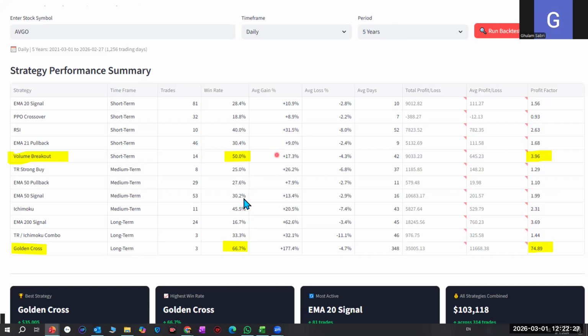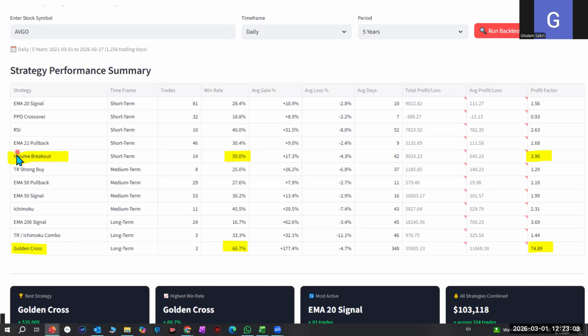So in the last 5 years, it has resulted in just three of those trades. But its win rate is 67%. So that's the result of the backtest. Two out of three were successful, and the average gain was 177%, while the average loss was just 4.7%. That gives a very high profit factor of almost 75. So this is something to look for whenever a golden cross happens on Broadcom. That's the time to go for it, if you have conviction in its fundamentals and other aspects.